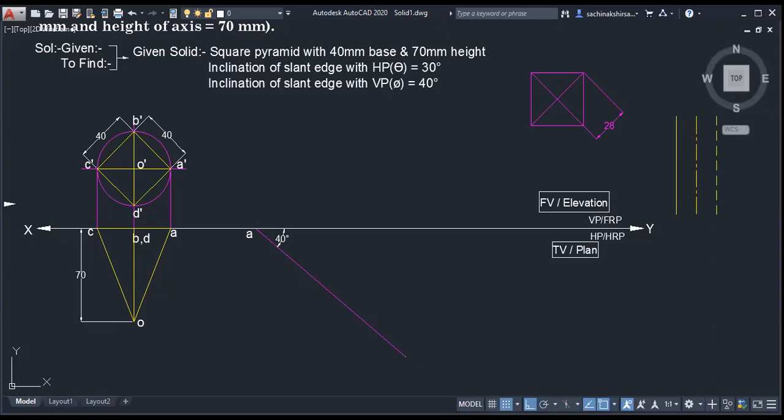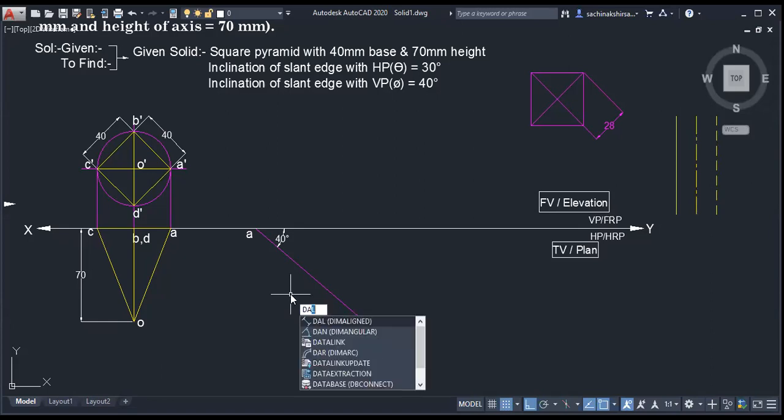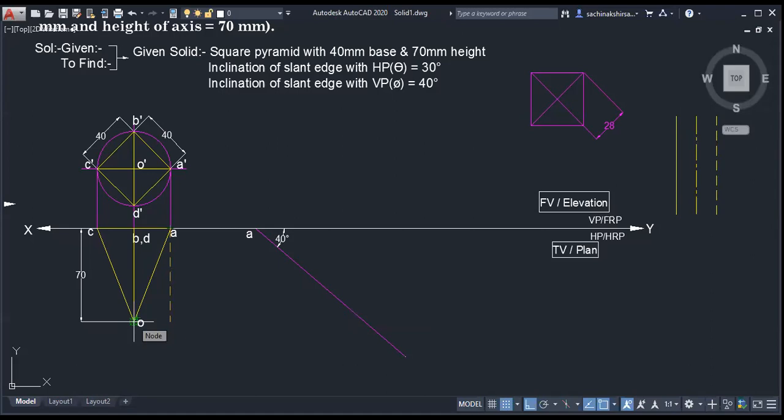Okay. What is the length of slant edge AO? Can anybody tell me? 25. No, not in the front view. It is in the top view. How much is it in the top view? Where we have given the height? The AO slant edge is 74. 75. Okay, 74 is also correct.